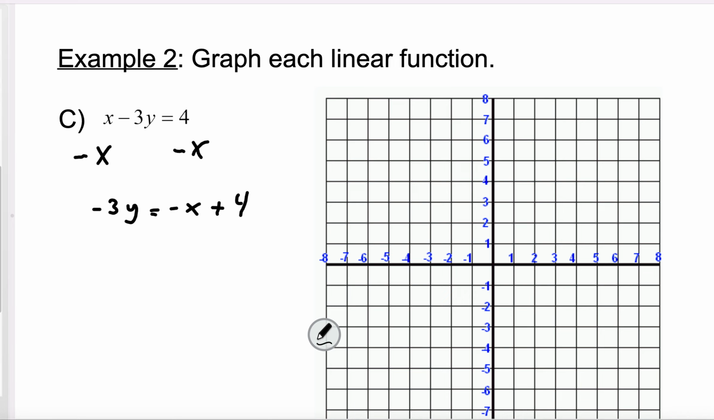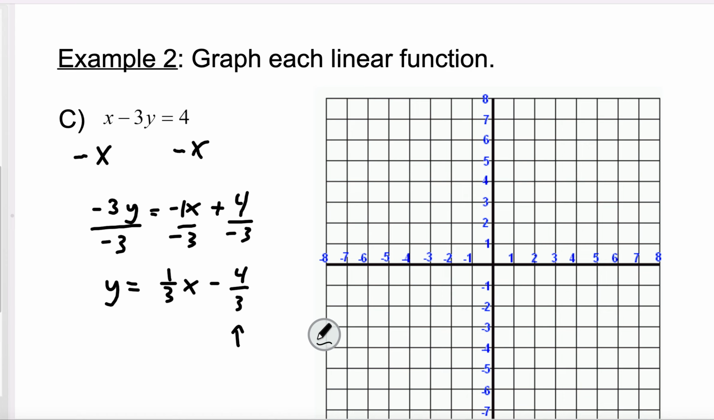I have to eliminate the negative 3 next to the y there, so I have to do the opposite of multiplying, so I have to divide every single term in here by negative 3. So y equals, remember this is like a 1 there in front, a negative divided by negative is a positive, so we get 1/3 x, and then a positive divided by negative is a negative, so I get minus 4/3.